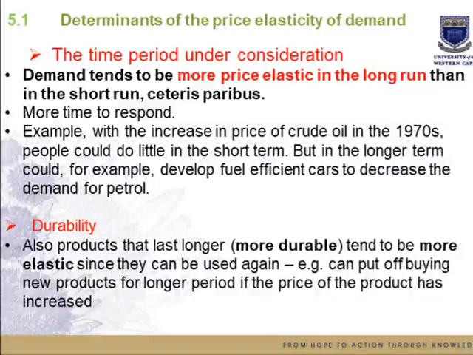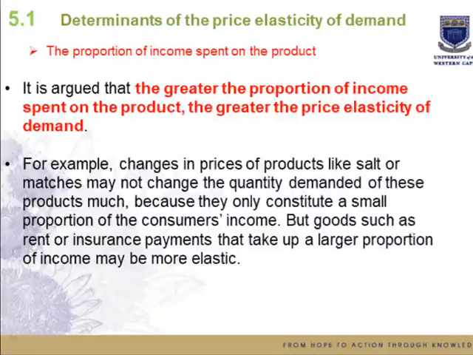The sixth factor is durability. Products that last or are more durable tend to be more elastic since they can be used again. That is, if new product prices increase, one can postpone the purchase of new products through reuse of the older ones. The seventh factor is the proportion of income spent on the product.